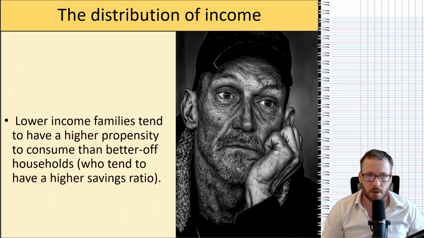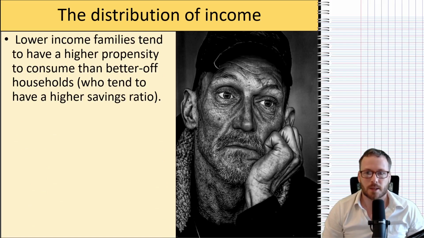So in general then, poorer families tend to have a higher MPC. That's simply because they have less money. And a higher percentage of that has to go on the basics.